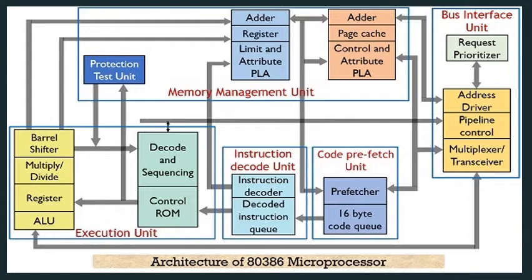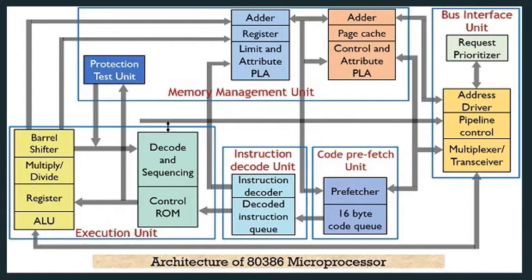The central processing unit consists of an execution unit and an instruction unit. The execution unit has 8 general purpose registers and 8 special purpose registers. These registers are used for handling data or calculating offset address.